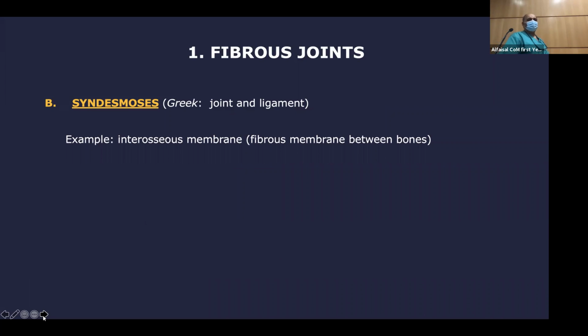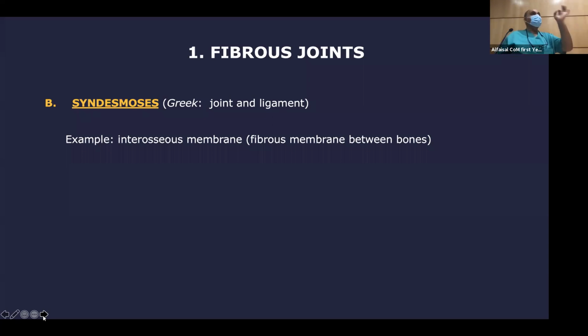Greek, joint and ligaments. Example, interosseous membrane. Where do I find the interosseous membrane? In my forearm, between radius and ulna. In my leg, between tibia and fibula. There's a membrane in between which connects these two bones.